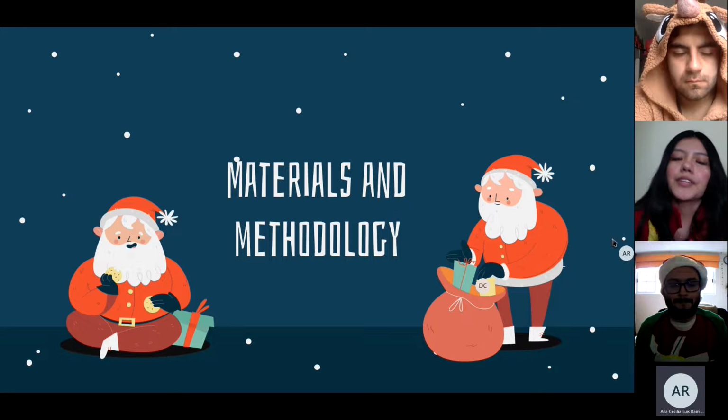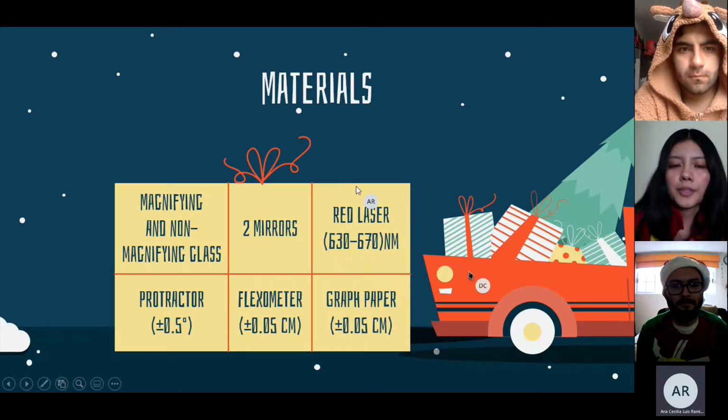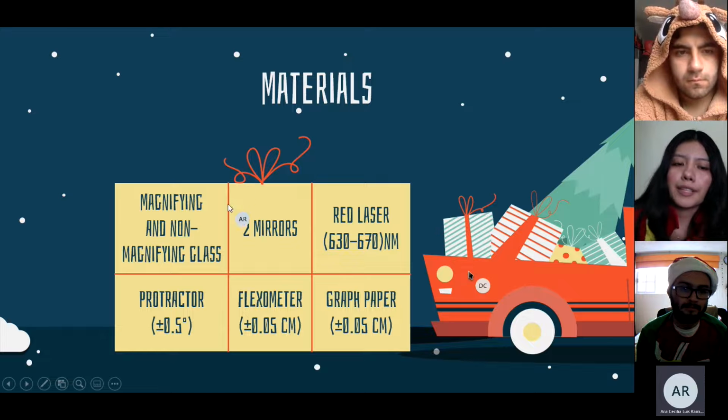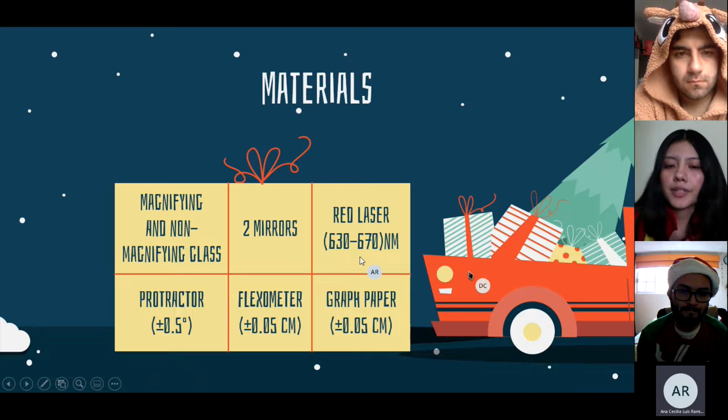Okay, so the materials and the methodology for this experiment included a magnifying glass and some non-magnifying glass, that's just normal glass, two mirrors, a red laser with a wavelength between 630 and 670 nanometers, a protractor that we just printed on a sheet of paper, a flexometer, and graph paper.